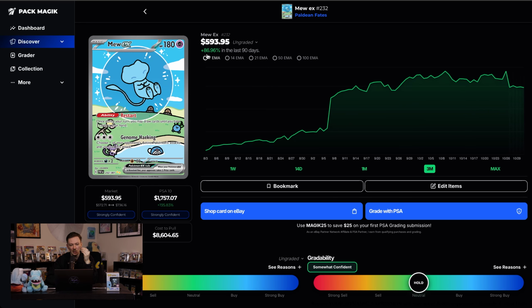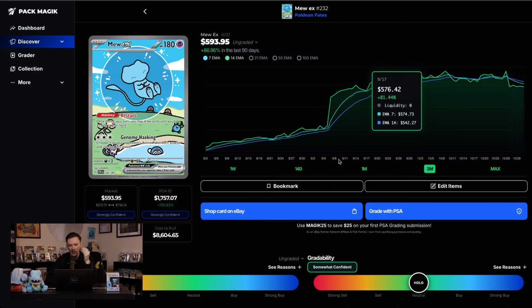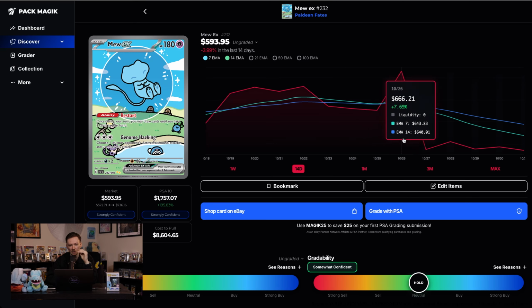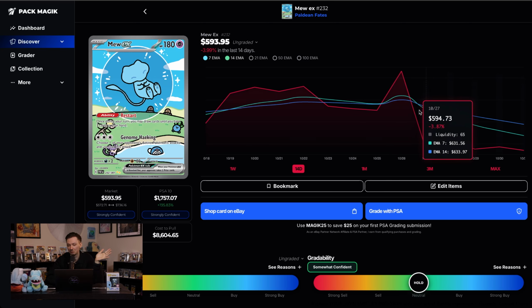So let's give an example here. I believe we have, yes, in the past 14 days, we had the 7 EMA cross the 14 EMA, and I actually have the colors wrong here. So I'll need to fix that. It's a bug, my bad. So the 7 EMA has crossed the 14 EMA. So I might see this as a sell signal because it crossed down below it.